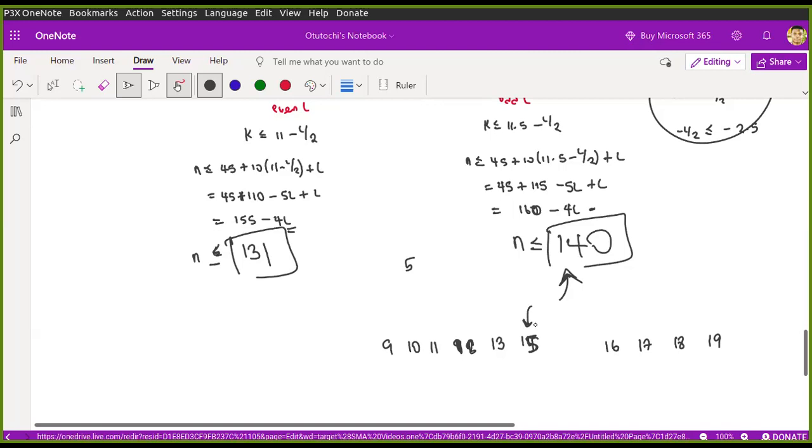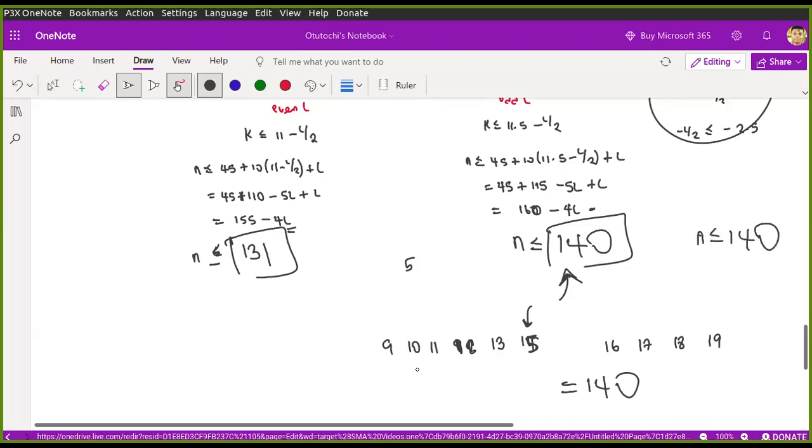But we want to check whether we can actually get that maximum. So just check that 9 plus 10 is 19, plus 11 is 30, plus 12 is 42, plus 13 is 55, plus 15 is 70, plus 16 is 86, plus 17 is 103, plus 18 is 121, and plus 19 will give us 140. So this is actually 140. So we have shown that N is less than or equal to 140.